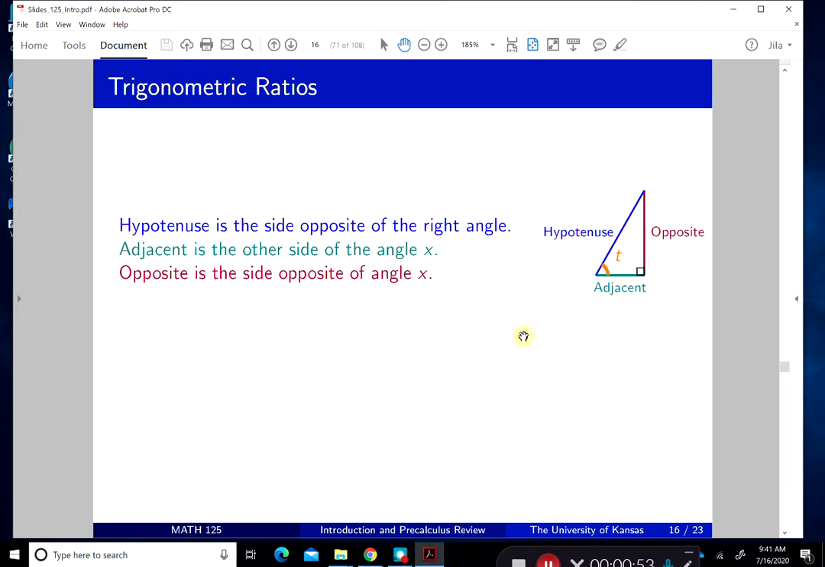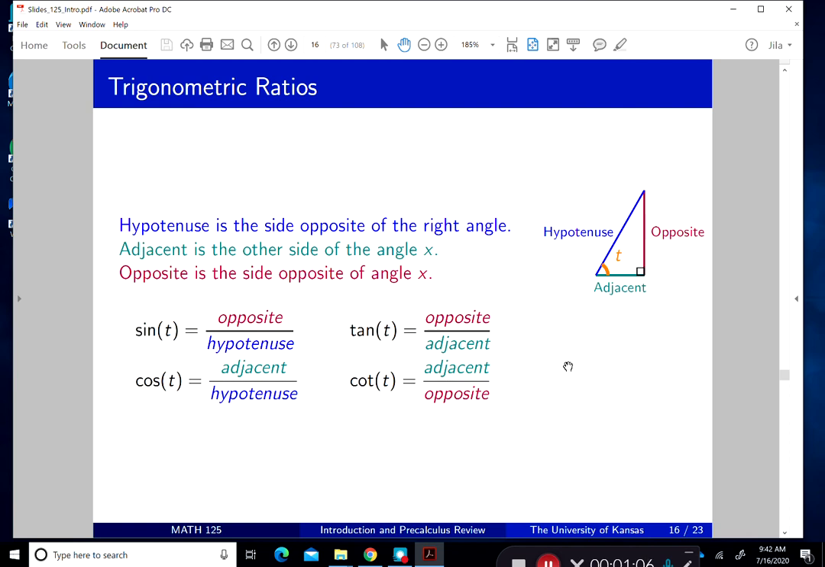Now let's define the ratio sine of T. That's the opposite over hypotenuse for sine of T. Then cosine of T is adjacent over hypotenuse. And tangent of T is the opposite over adjacent. See, the numerator is the same as sine of T. And then cotangent of T is adjacent over opposite.